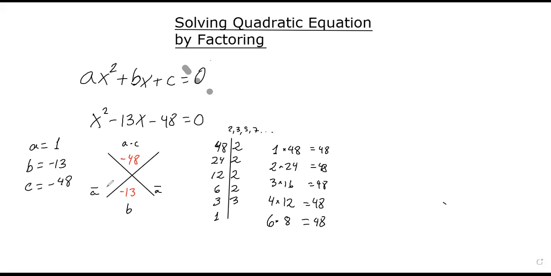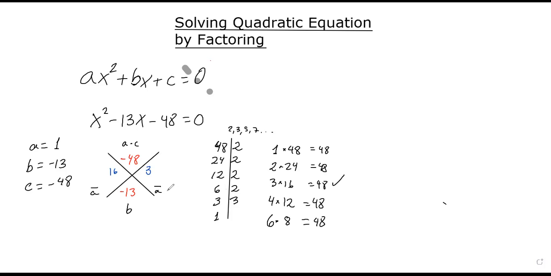Now we have to see which one of these combinations can give me 13 if you add them or subtract them. And you see 48 plus or minus 1 is not going to be 13. This one neither. This one is going to be 26 or 22. And when we see this, if we subtract 3 and 16, it's going to be 48 and it can be 13. So our numbers are 16 and 3.